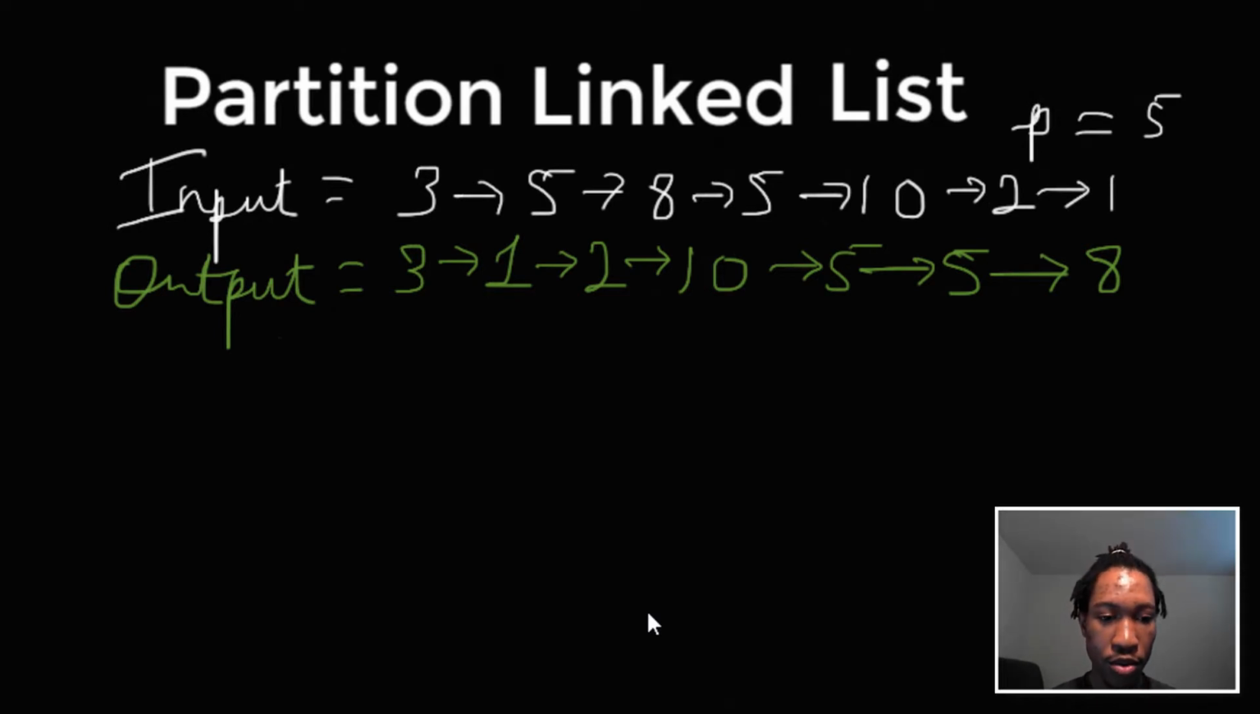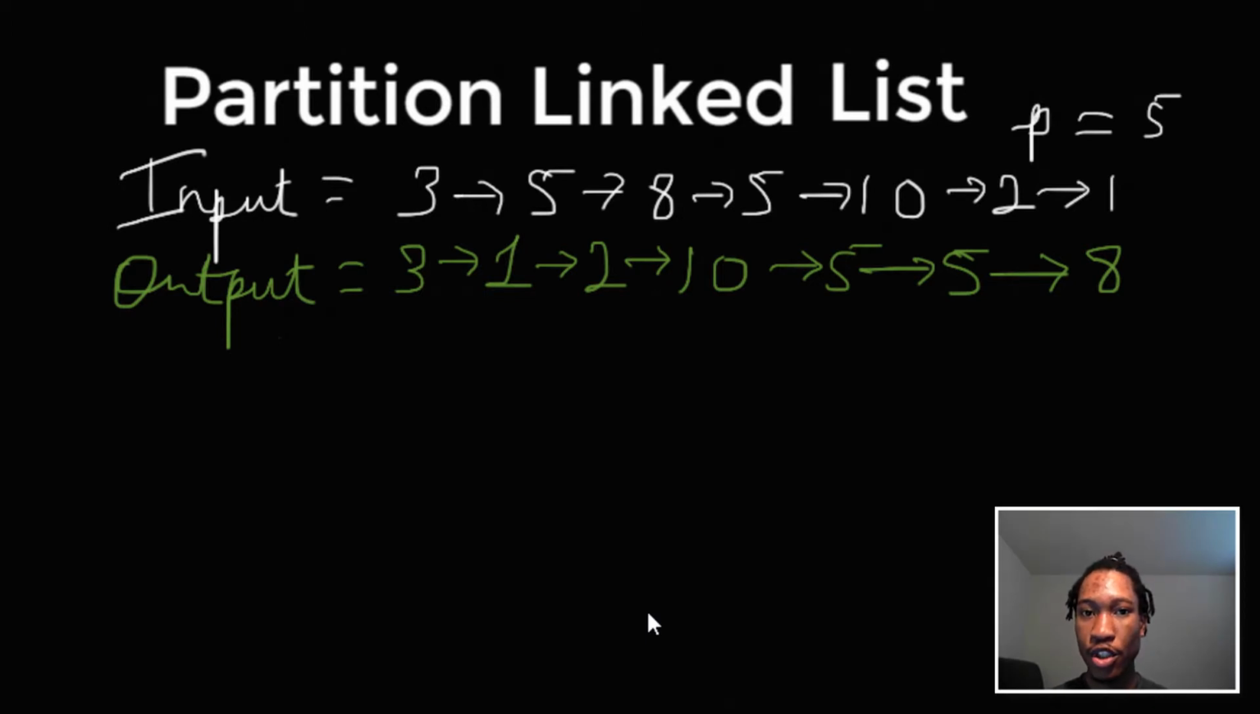So this question gives you a linked list and a pivot value. This is the pivot value and this is the linked list. And then you should partition this linked list around the pivot value. So all the elements less than the pivot value come before the pivot value, and all the elements greater than or equal to the pivot value come after.